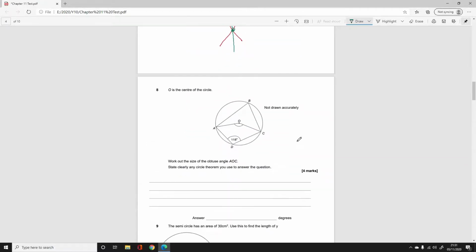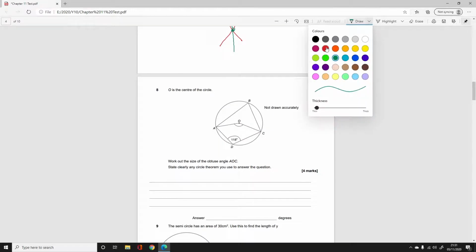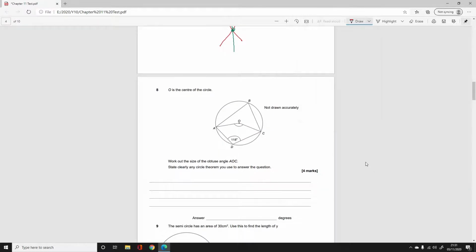For question 8, we've got O as the centre of a circle, and we want to work out the size of AOC, that's this angle here, and we need to state the circle theorems we use. So the first circle theorem I'm going to use is to get ABC is 62, and the reason for that is that we use a cyclic quadrilateral again, so 180 take away 118 gives you 62, and then my second circle theorem is going to be to say that AOC is 124 because it's a double angle theorem.